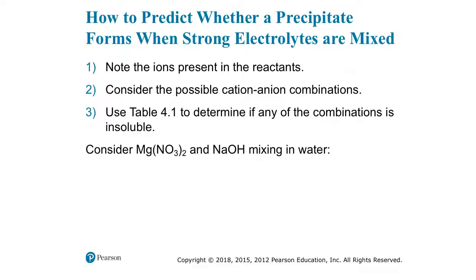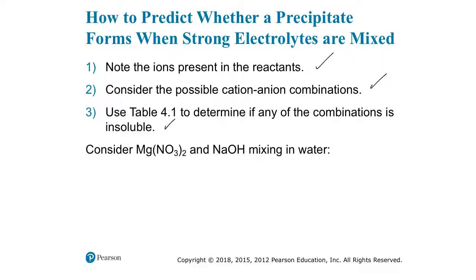So how do we predict whether a precipitate forms? First, note the ions present in the reaction. Consider the possible cation-anion combinations. You started probably with 2 water-soluble compounds, so you're considering switching the cations with each other and considering if you get something that's insoluble. You have to use a solubility chart. Now, we do provide that on exams, so you can look that up online. In the daily quiz area, I have a solubility chart like the one that you'll be provided with on midterms.